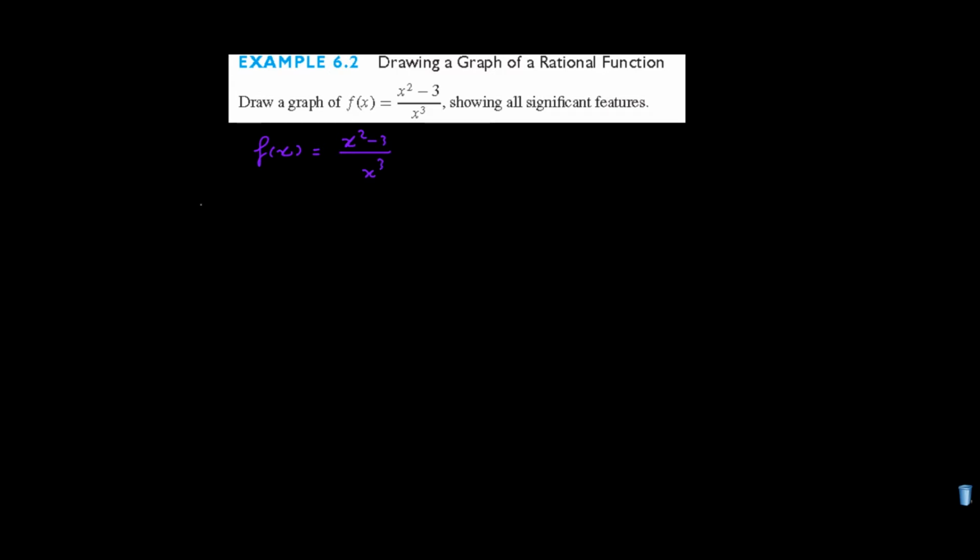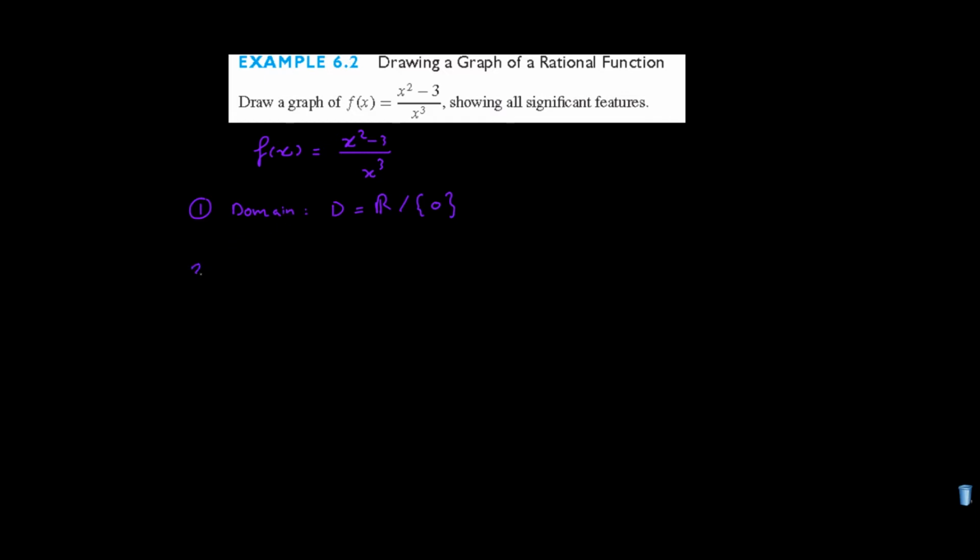The first step here: determine the domain. This is a rational function. The numerator and denominator are each a polynomial, but the domain D is all real numbers except just one value, the value that makes the denominator equal 0, which is 0. This is the domain.